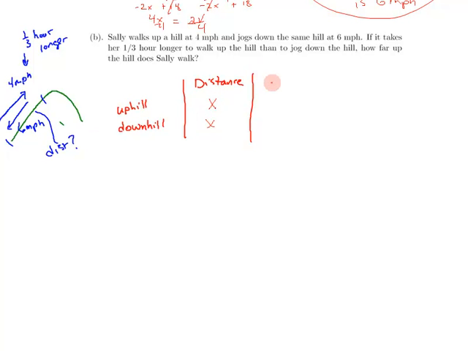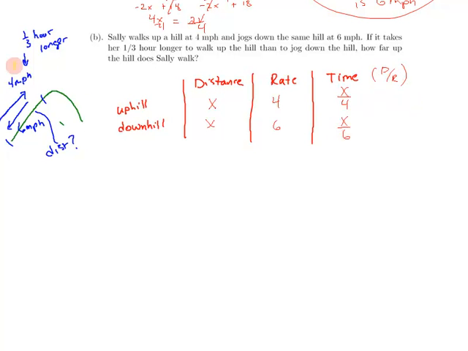Next question. What is the rate? How fast does she go in each direction? Well, that's given to us. Uphill, she goes 4 miles per hour. Downhill, she goes 6. Hey, piece of cake. We're flying right through this one. Okay, what is the time that it takes? Well, that's not so bad either, right? Because it's always distance divided by rate. Distance over rate. So that's x over 4 and x over 6.